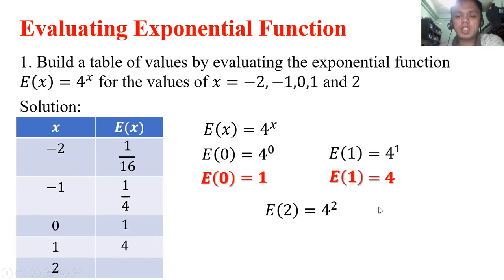Next, f of 2, equal to 4 raised to 2. Positive na exponent natin, so no need to put 1 as a numerator. So diretso na natin i-square to. 4 squared, that would be equal to 16, because 4 squared is equal to 4 times 4, and 4 times 4 is 16. So we have here 16.